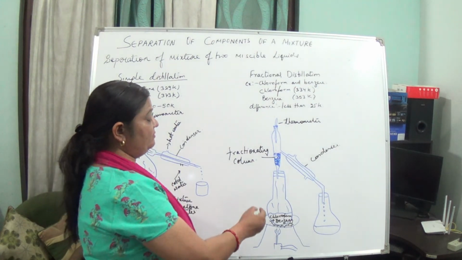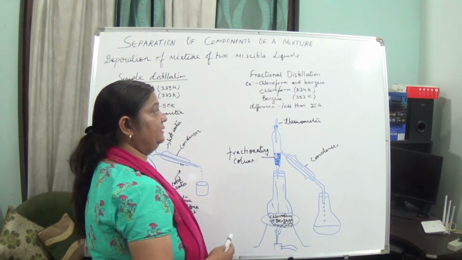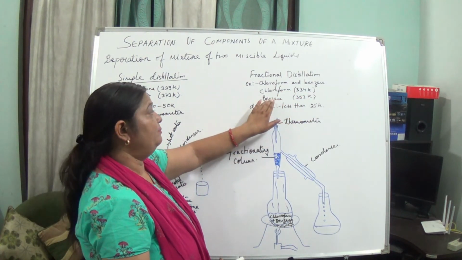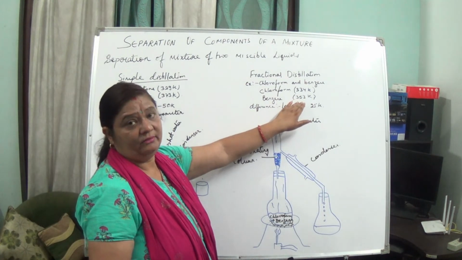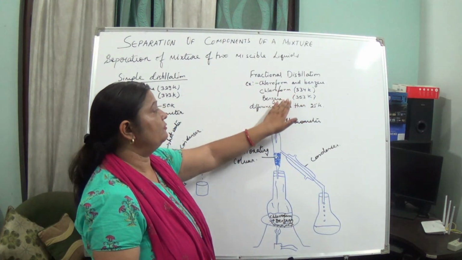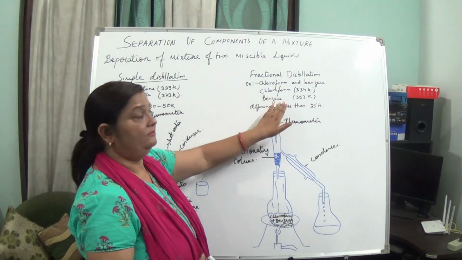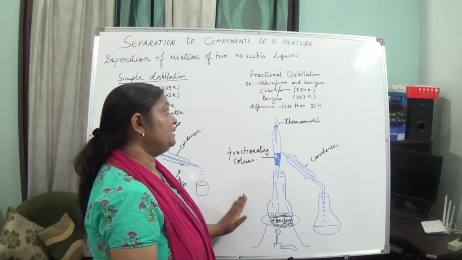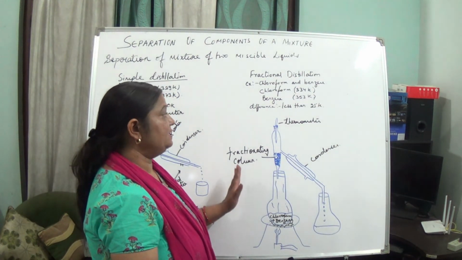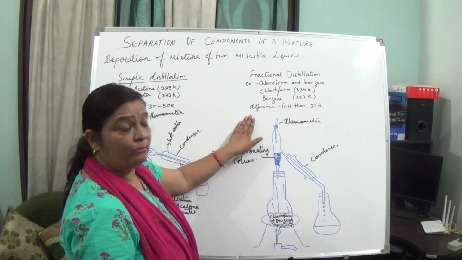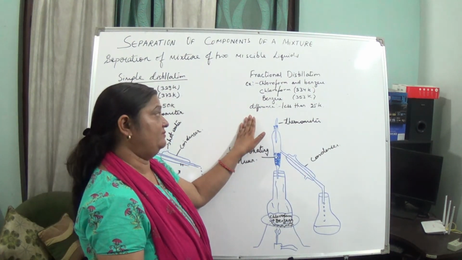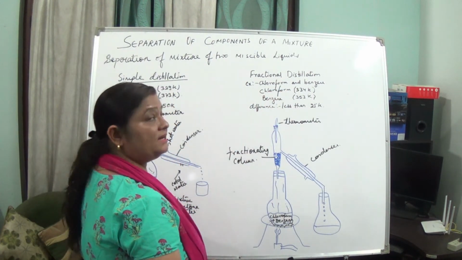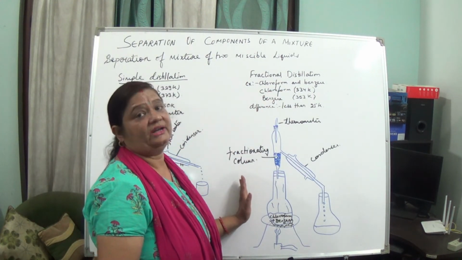Here we have taken chloroform and benzene. You can see the boiling point of chloroform is 334 Kelvin and benzene is 353 Kelvin. So the difference in the boiling points of chloroform and benzene is 19 Kelvin. Here we are separating miscible liquids whose difference in boiling point is less than 25 Kelvin. So we got 19 Kelvin, which means it can't be separated by simple distillation. It can be separated by fractional distillation.